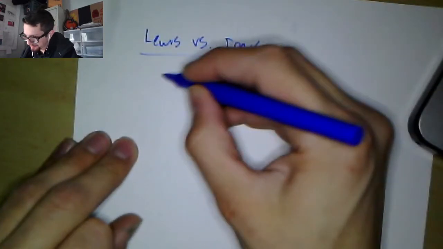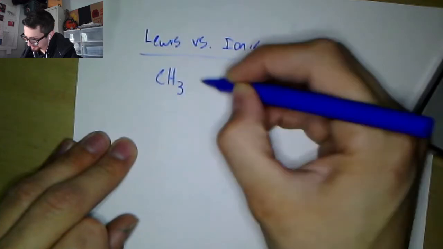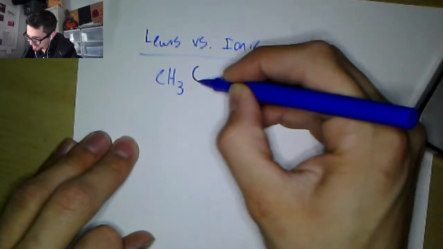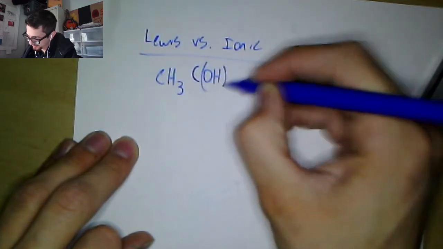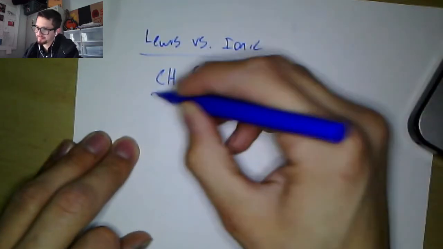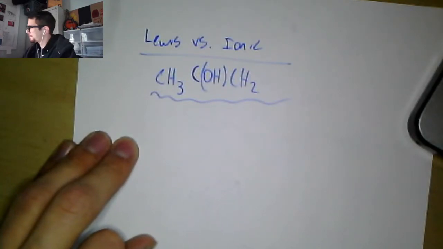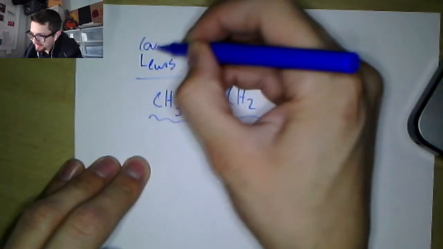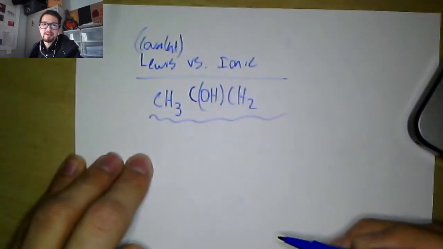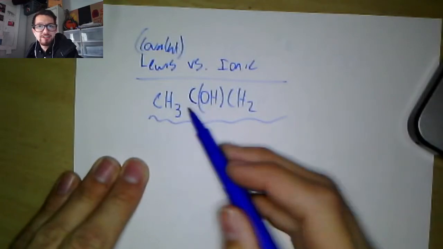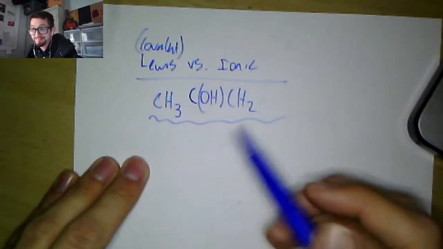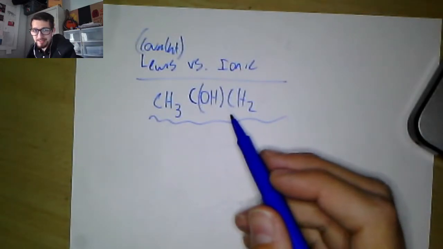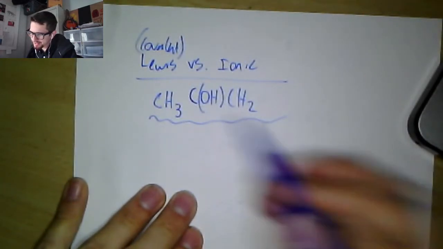Okay, this is going to be, let's say you had CH3COHCH2. Let's say you had this lovely guy. So, first question, would this be covalent or ionic? Well, I see a carbon, hydrogen, carbon, oxygen, hydrogen, carbon, carbon, hydrogen. All of these are covalent, which means this has to be covalent because they're all non-metals. None of them are metals.